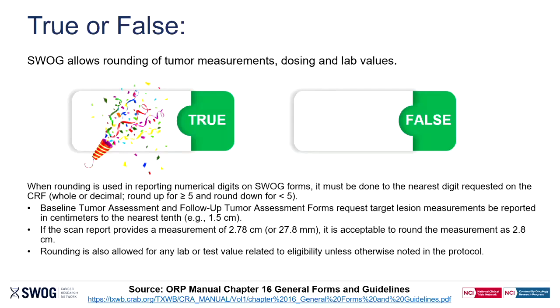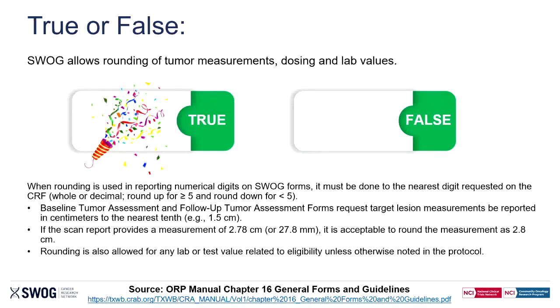So let's learn. When rounding is used in reporting numerical digits on SWOG forms, it must be done to the nearest digit requested on the CRF, whole or decimal, round up for 5 or higher, and round down for less than 5. BTA and FUTA forms request target lesion measurements be reported in centimeters to the nearest tenth, so 1.5, for example. If the scan report provides a measurement of 2.78 centimeters or 27.8 millimeters, it's acceptable to round the measurement as 2.8 centimeters. It is acceptable. It's not required, if that helps.